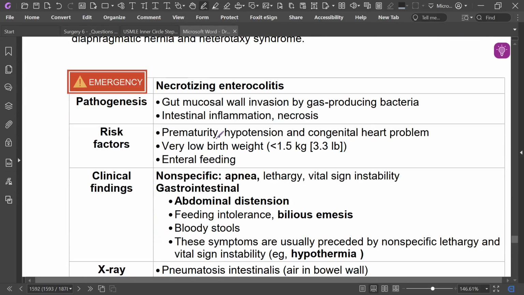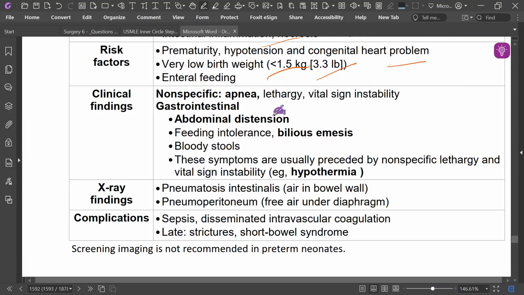Okay, now NEC, very high yield. Necrotizing enterocolitis: gas-producing bacteria invade the gut mucosal wall, causing intestinal inflammation and necrosis. Risk factors are prematurity, hypotension, congenital heart problems, very low birth weight less than 1.5 kg, and enteral feeding. Symptoms: non-specific apnea, lethargy, vital sign instability; gastrointestinal abdominal distension, feeding intolerance, biliary emesis, and bloody stool. These are usually preceded by non-specific lethargy, vital sign instability, and hypothermia.